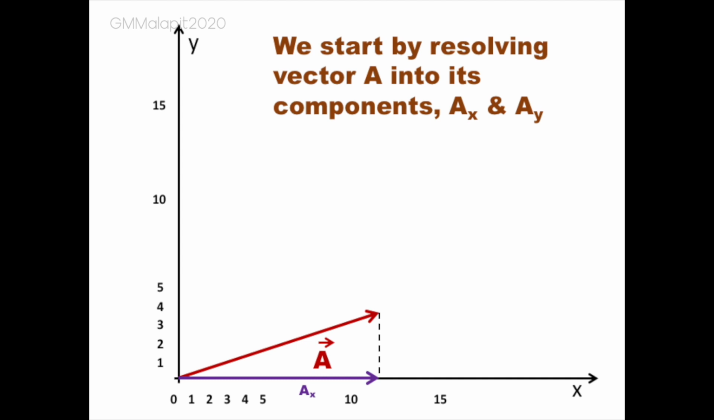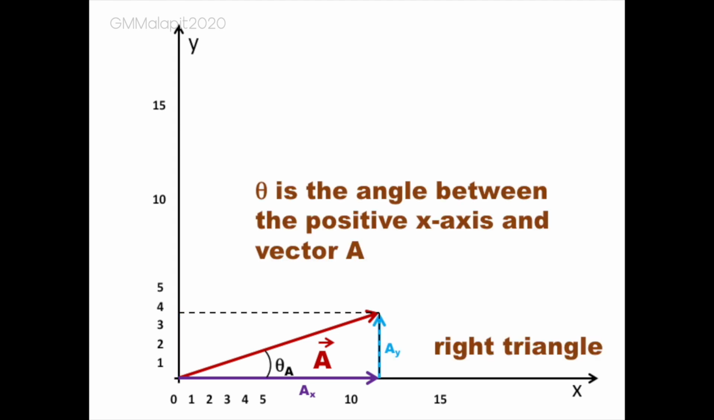The purple arrow is the x component of vector A. In the same manner, the y component A sub y may be determined by projecting vector A to the y-axis, and in this figure shown as the cyan arrow. The components of vector A can be resolved mathematically by noting that vector A and its components A sub x and A sub y constitute a right triangle where theta sub A is the angle from the positive x-axis to vector A.